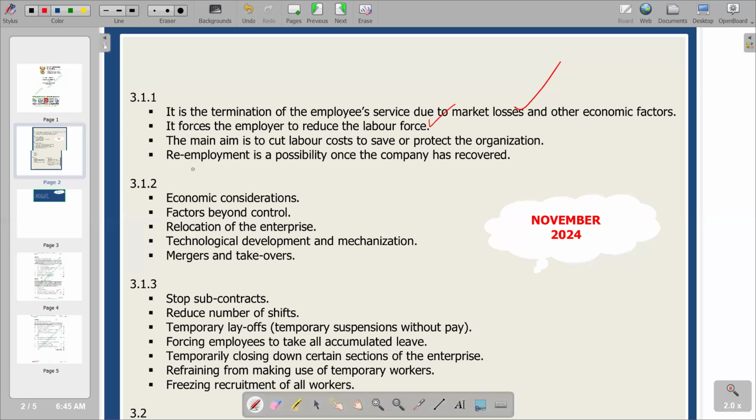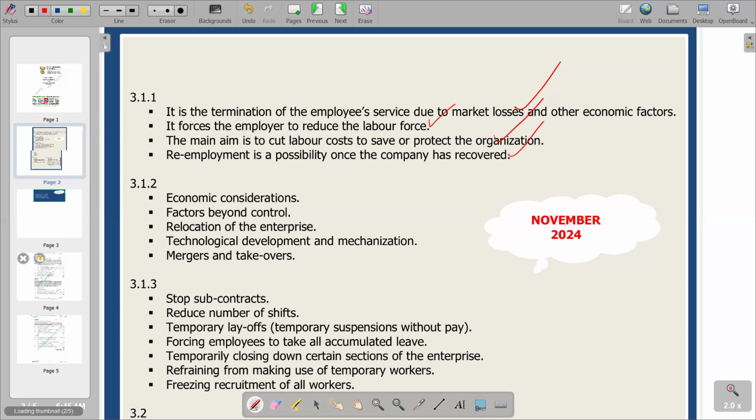On the third part, it says the main aim is to cut labor costs to save or protect the organization. On the last part, reemployment is a possibility once the company has recovered. So when the retrenchment takes place, it means that those workers whose contracts have been terminated can be recalled and come back to work again in that workplace. So basically, that's the essence behind retrenchment.